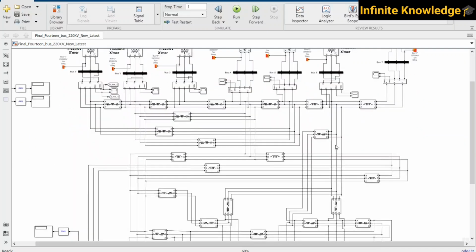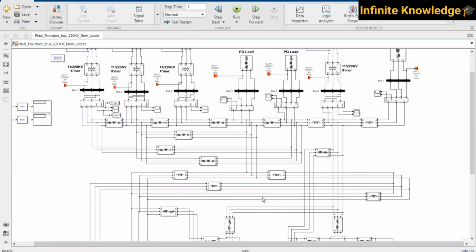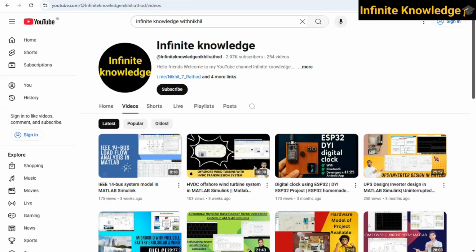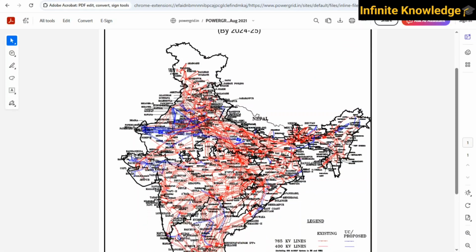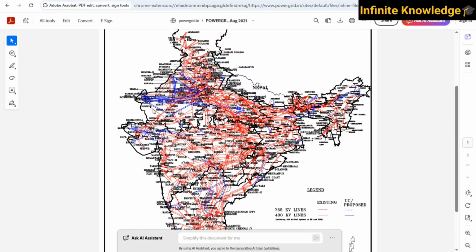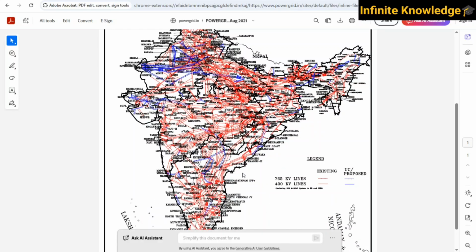So why have I used this voltage? If you go through the power grid map of India, you can see most substations connected to each other, state to state, such as Gujarat to Maharashtra or Punjab to Haryana, are mostly at higher voltage levels, with 765 kV lines. All the lines highlighted in red are the 765 kV lines, and the lines highlighted in blue are the 400 kV substations. These are the existing ones.